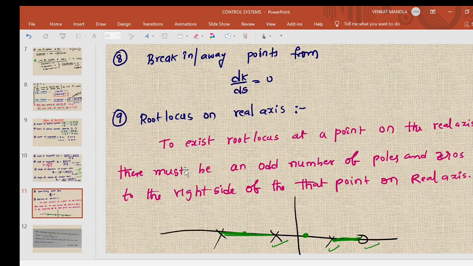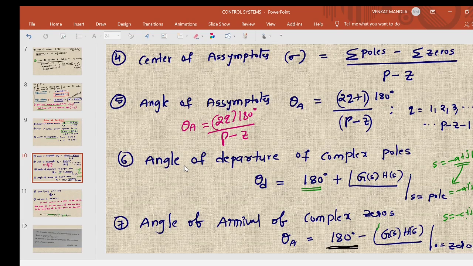And here also the angle of departure is going to be changed. Here we had 180 degrees, but now in place of 180 we have 0 degrees. So the angle of departure of that complex pole equals 0 plus the angle of G(s) H(s) at s equal to that pole. Similarly, for the angle of arrival, replace 180 by 0 degrees: 0 minus the angle of G(s) H(s) at s equal to that zero.